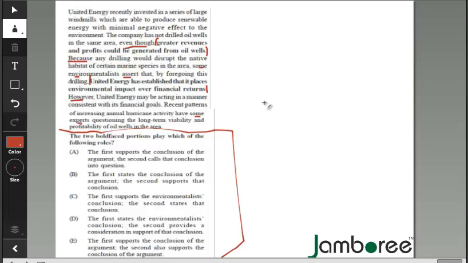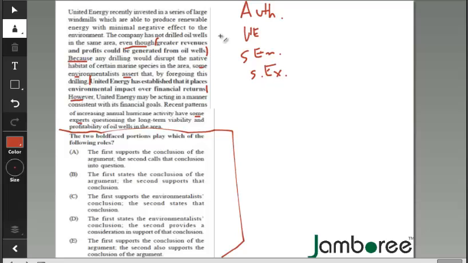Okay, as I told you, this question is of the highest difficulty. Now in this, there are 4 types of people: the author, United Energy, some environmentalists, and some experts. So there are 4 parties who are saying stuff in this paragraph.